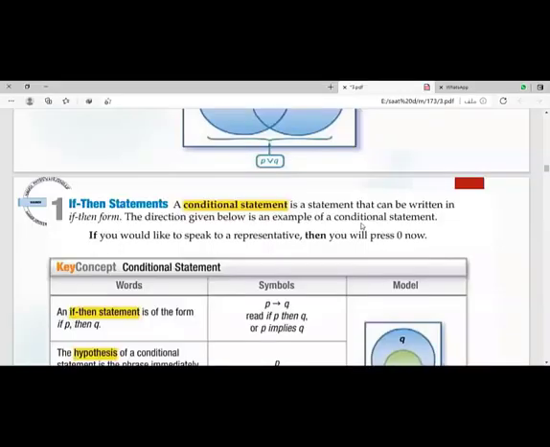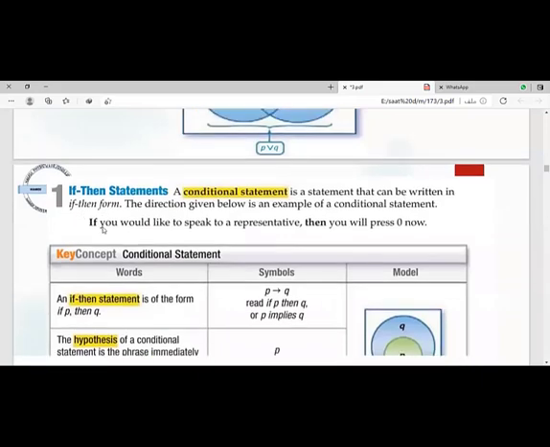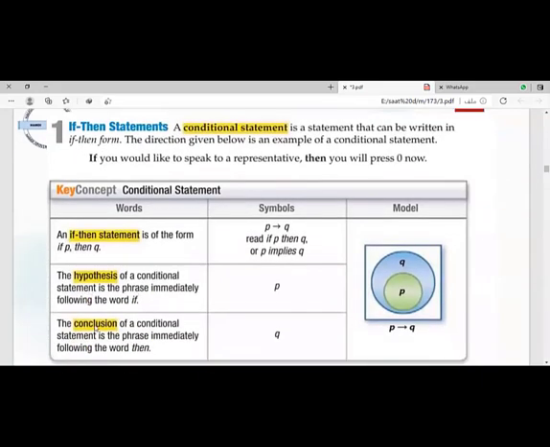A conditional statement is a statement that can be written in the form if-then. After "if" is the hypothesis. After "then" is the conclusion. An if-then statement can be written in the form if P, then Q. P is the hypothesis, Q is the conclusion. If P, then Q. P is a subset of Q, so it is drawn as a small circle inside Q.